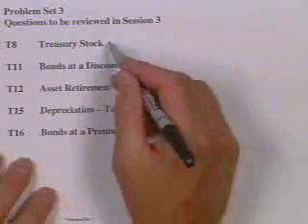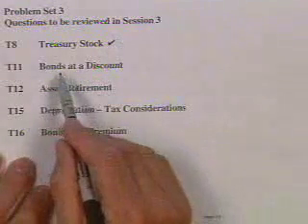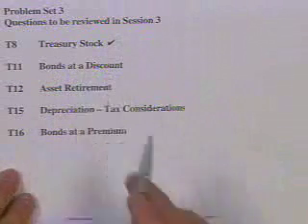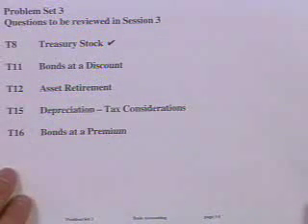Question number two, which probably is the most difficult concept. That's why we have two of these kinds of questions. So the second question, back to our roadmap, we did treasury stock. Next question, bonds at a discount. So the next question is how to account for bonds. And we use the effective interest method when we account for bonds.